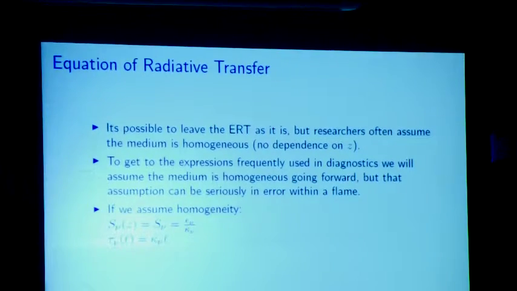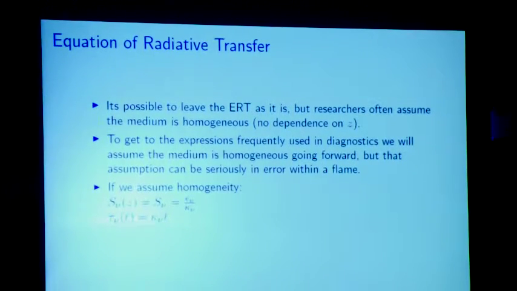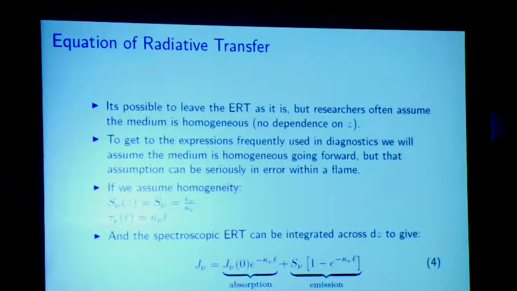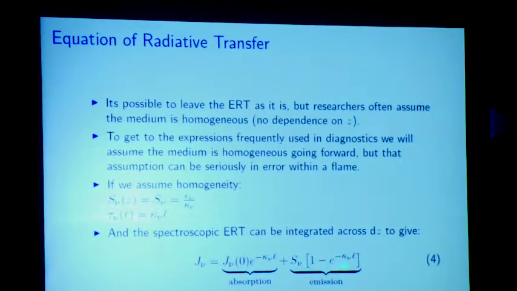Or even if you're looking through the flame front, even in a premixed flame, it can be seriously in error. But if we assume homogeneity, these things don't depend on distance anymore. We can say that kappa was constant across L, and so the optical depth is just that. So the spectroscopic ERT is integrated across dz, and you get this, where this is the spectral radiance. This is an absorption term, and you can see that's beginning to look familiar. That's beginning to look like Beer's law, and this is an emission term.